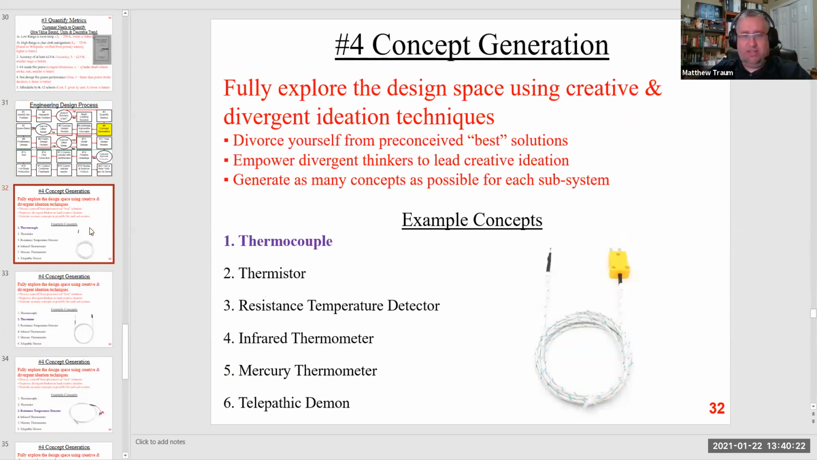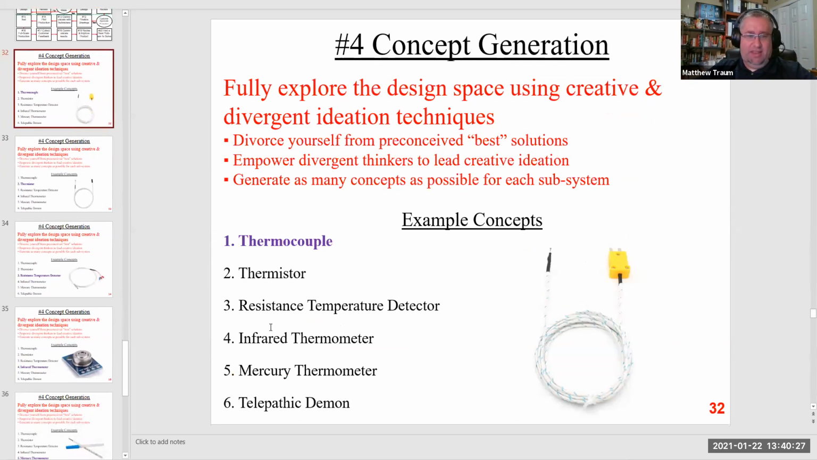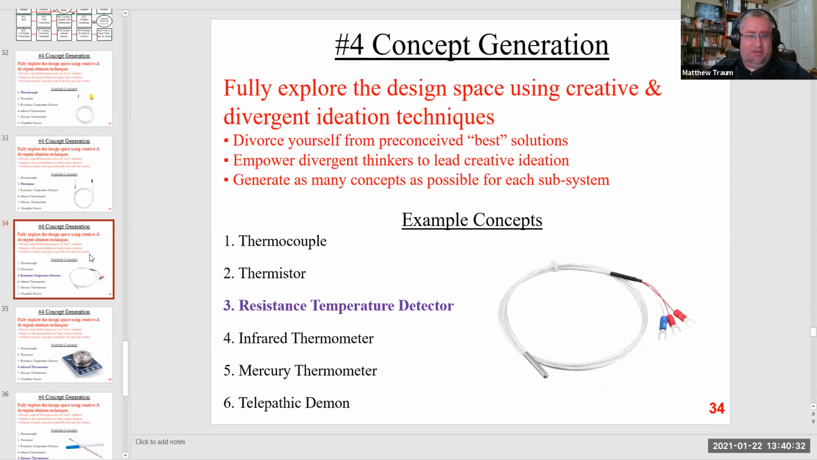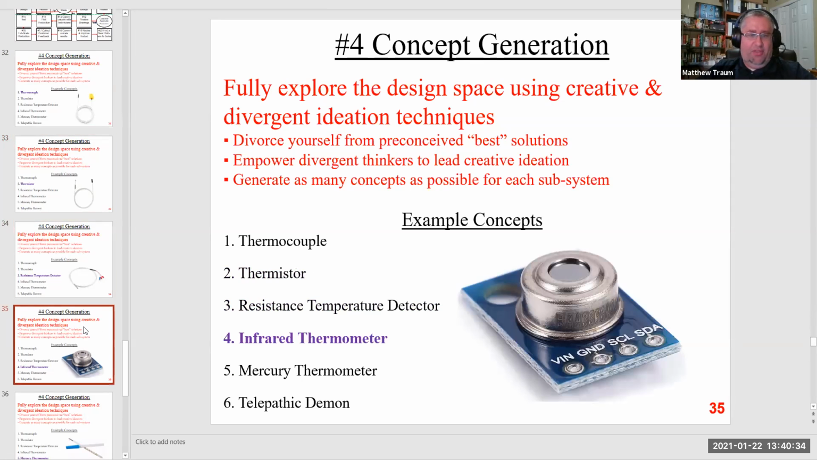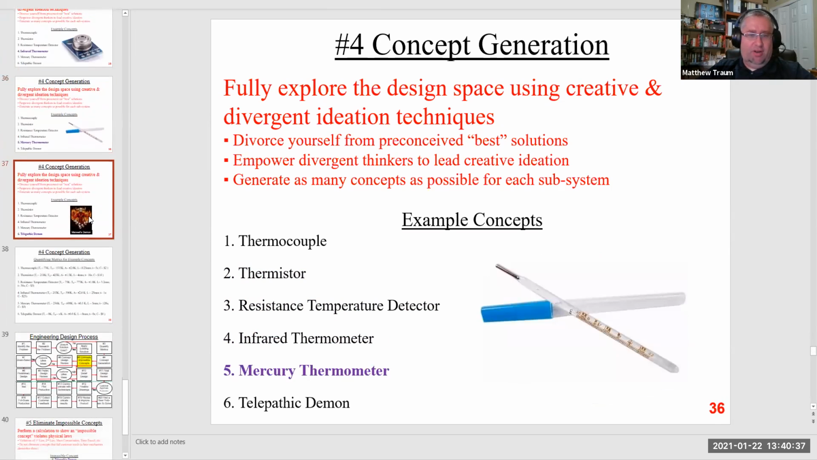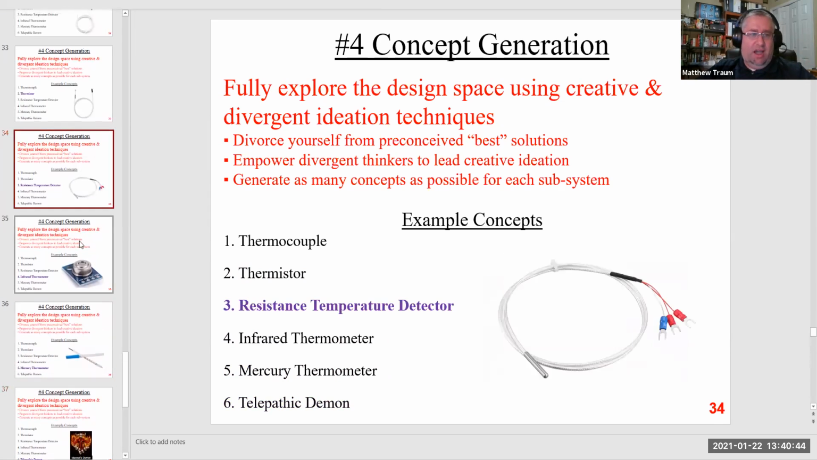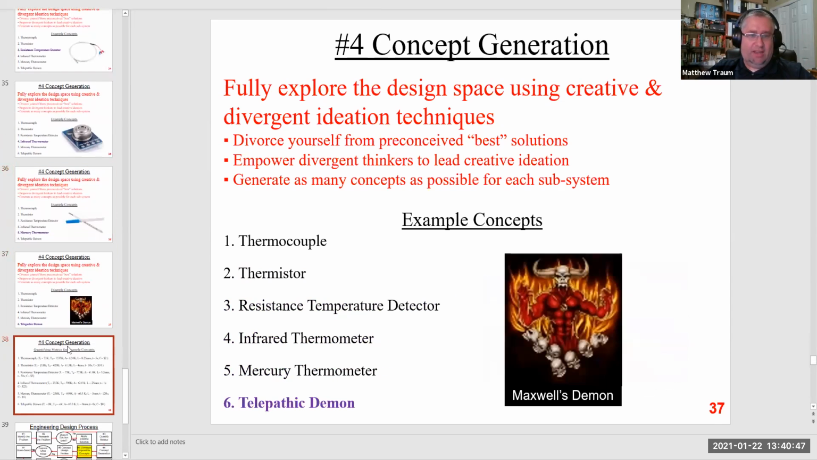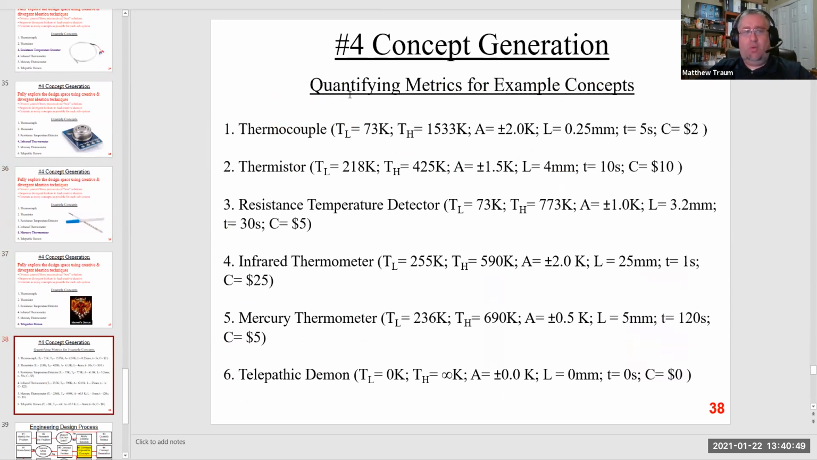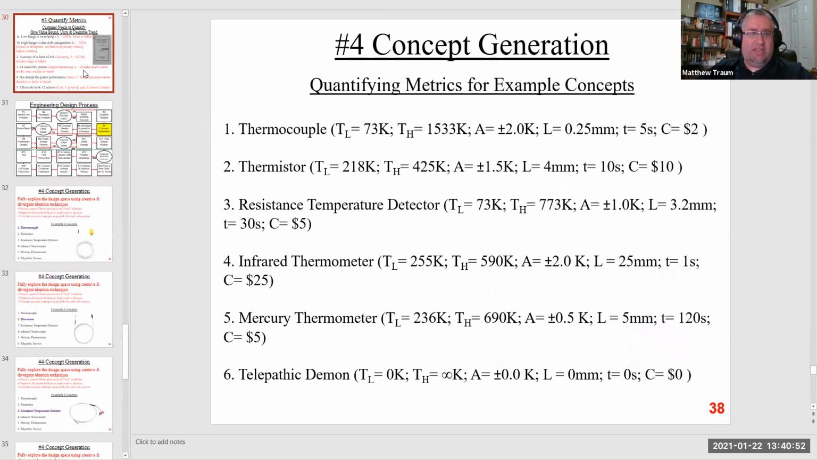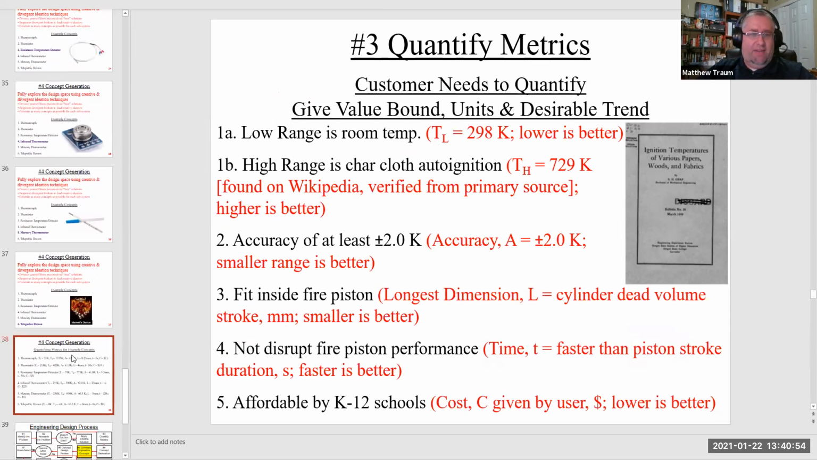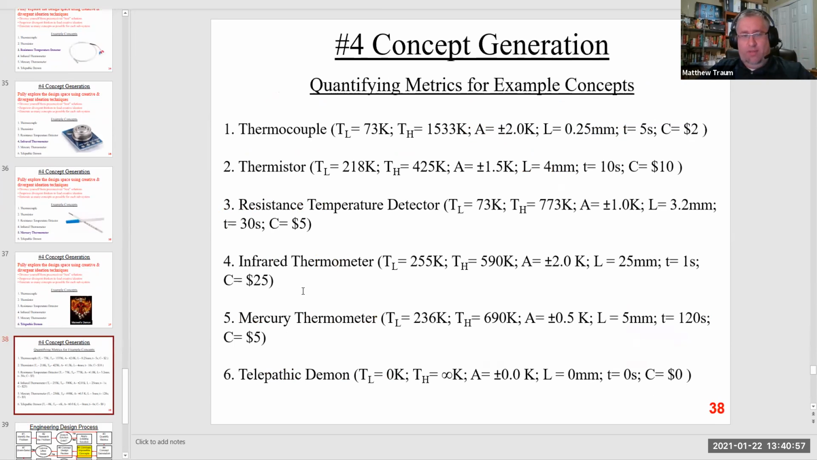And I've got a whole presentation on concept generation. So I'm just going to describe the concepts that we came up with: thermocouples, thermistors, all temperature sensors, RTDs, infrared thermometers, mercury thermometers, and of course, my favorite, the telepathic demon. And then I took each one of these concepts that I generated through a brainstorming process and used the quantitative metrics that I had defined previously and put in values for each one of those possible concepts.